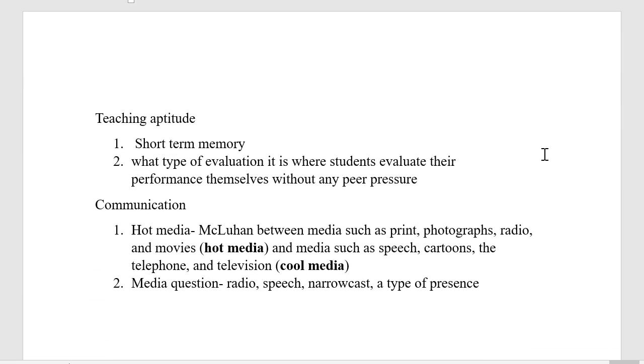Now from teaching aptitude, there was a question related to short-term memory, that is, if someone can remember a phone number upon continuous dialing, and once the person stops, quickly forgets it. So that is related to short-term memory. And for the second, we couldn't recollect the options. It is related to what type of evaluation it is, where students evaluate their own performance without any peer pressure. The question was like that.